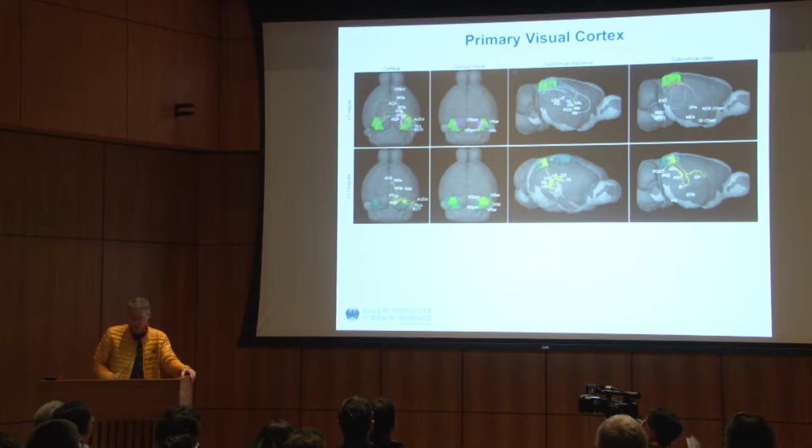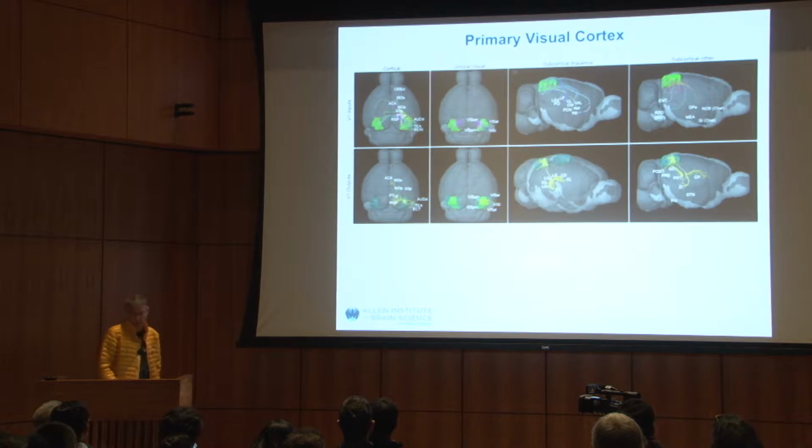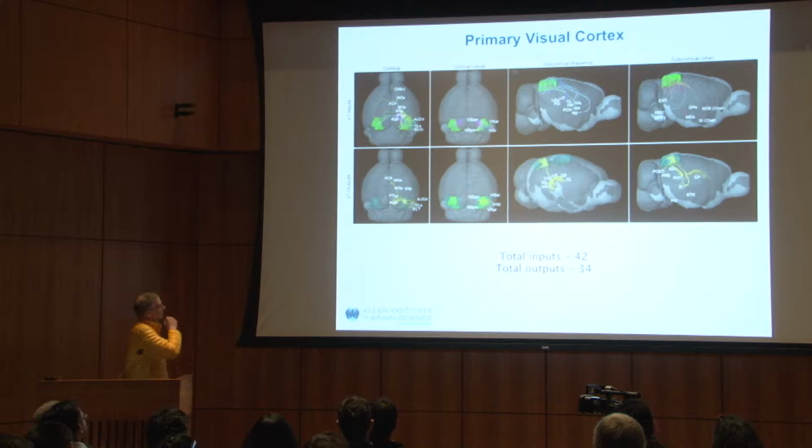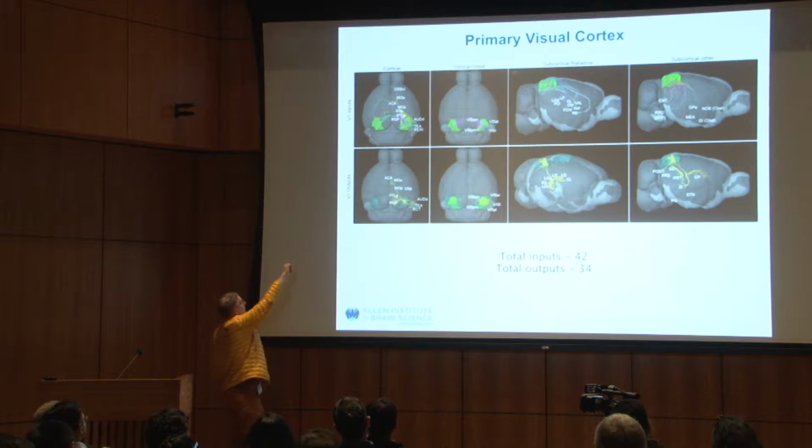And there, for example, you see just primary visual cortex. There is a great deal of interest in primary visual cortex, also called V1. Collectively, we as a field know more about this part of the brain than any other part of the brain, certainly any other part of cortex. And this by itself gets input from 42 different areas.